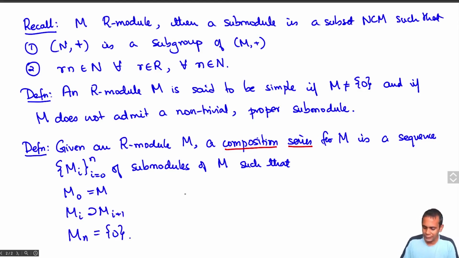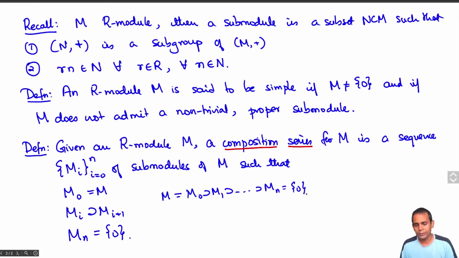Okay, so basically it's just a sequence. We have M0 contains M1 contains ... contains Mn. There are n plus 1 things, the first one being M and the last one being 0. So that's just the definition of a composition series.